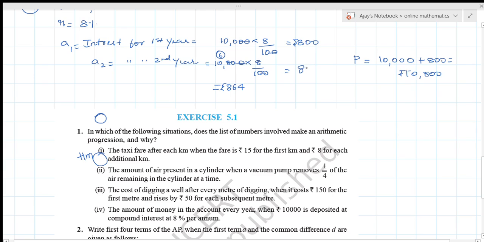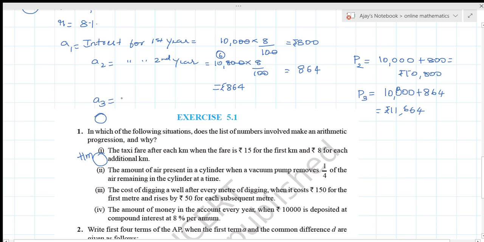Third year again. Now the principal for the third year also changes. What's the principal? Now it is 10,800 plus 864, so it will be 11,664. Clearly we can see that the first year interest is 800, the second year it is 864.